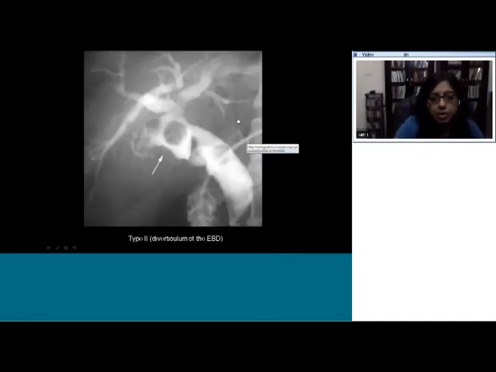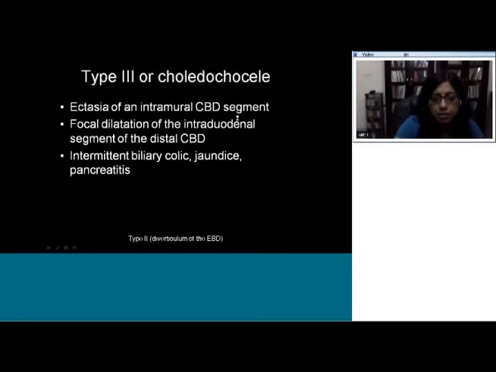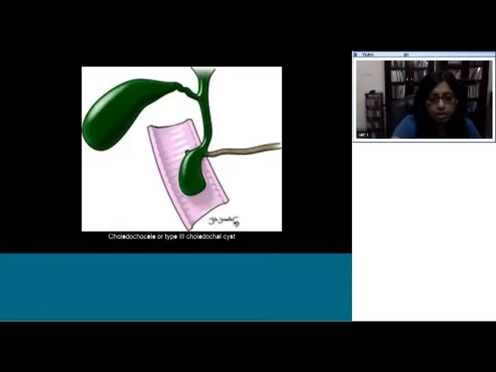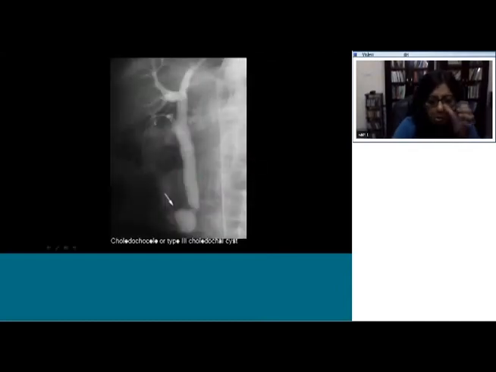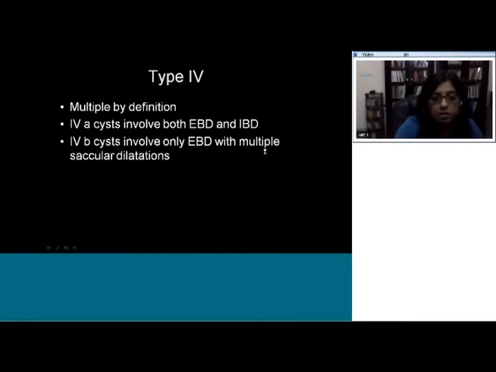Type 3, also called a choledochocele, is ectasia of the intramural portion of a segment of the CBD, leading to focal dilatation of the intraduodenal segment of the distal CBD. These patients present with intermittent colic, jaundice, and pancreatitis. And this is a diagrammatic representation of type 3 or choledochocele, also seen here. Type 4 is multiple. Within it, there's 4A and 4B. So 4A, in which the cysts involve both extra and intrahepatic bile ducts, and 4B, in which the cysts involve only the extrahepatic bile duct with multiple saccular dilatations.